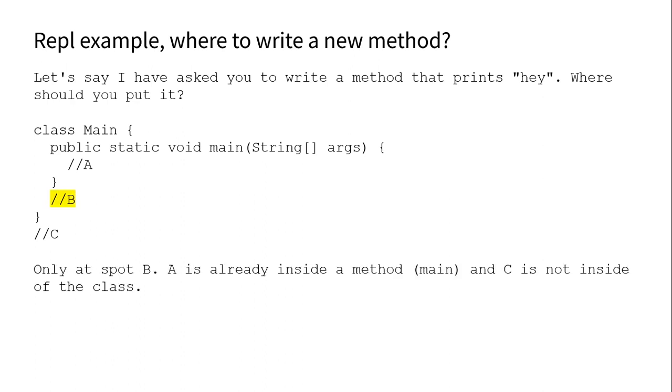B is the answer. Only at spot B. A is inside of a method that's called main, and C is not in the class. So if you're going to write a method, you have to put it in a class. Methods just can't be sitting around doing stuff.